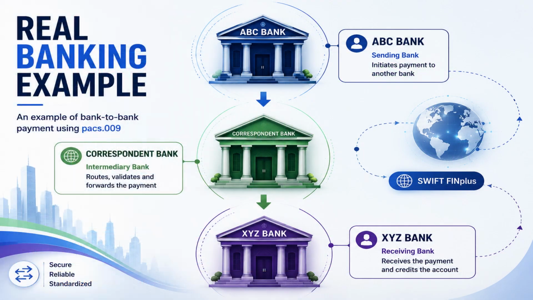Let's look at a real banking example. ABC Bank needs to transfer funds to XYZ Bank. Instead of sending the payment directly, the transaction passes through a correspondent bank. The correspondent bank validates, routes, and forwards the payment using PACS009 before it reaches the receiving bank. This is a common flow in cross-border banking.